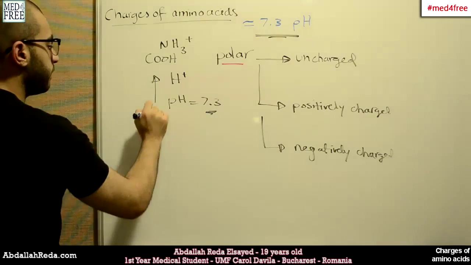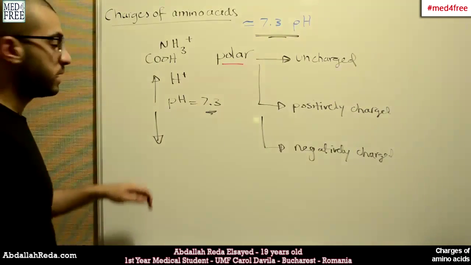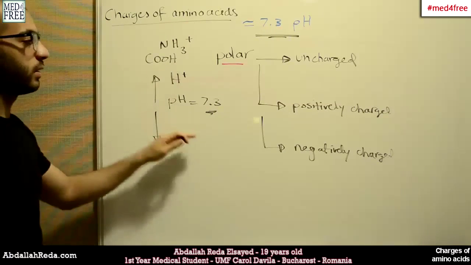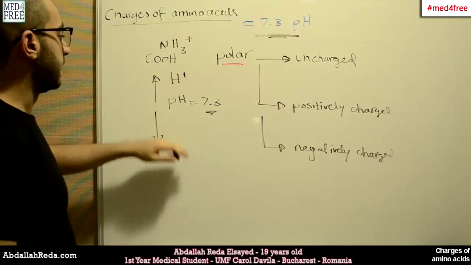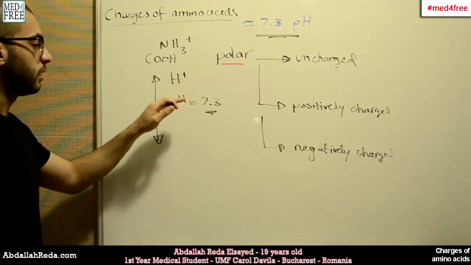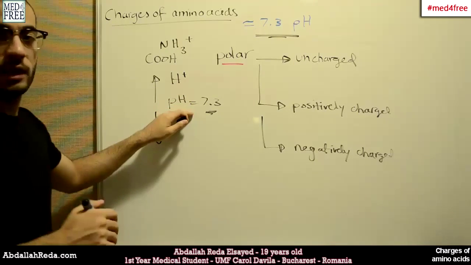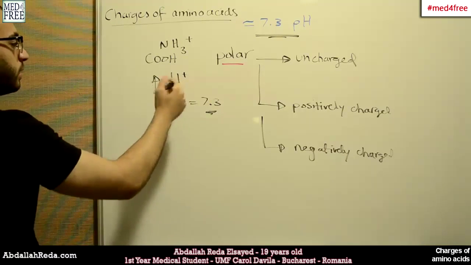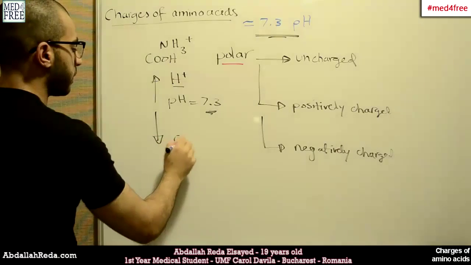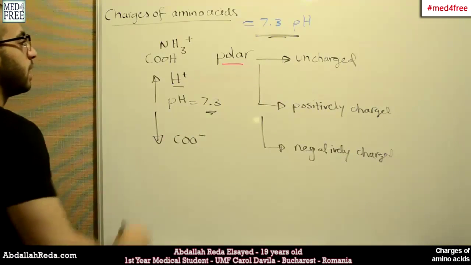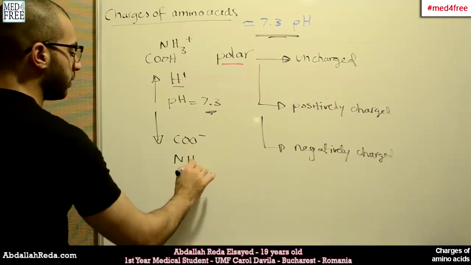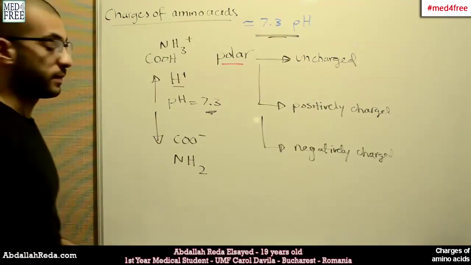On the other hand, if the pH or the pI of the amino acid that we are dealing with is less than the physiological pH, then it will be relatively acidic and it will lose the protons. So the carboxylic group will look like that, and the amino group will look like this.